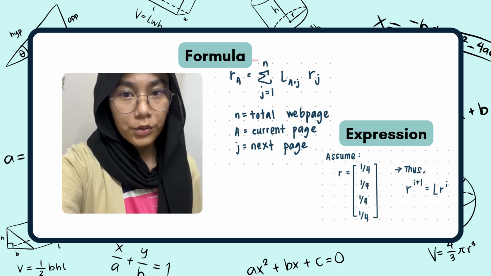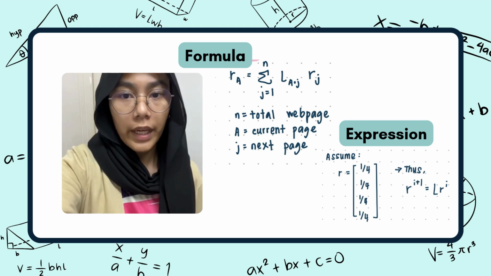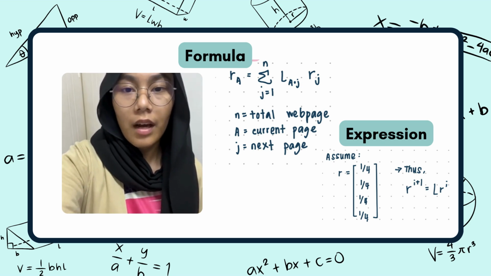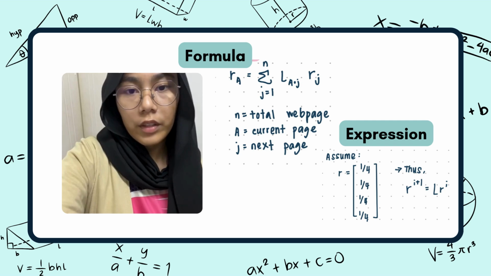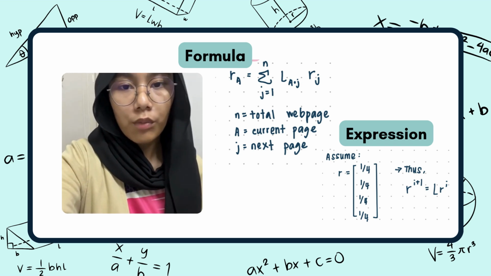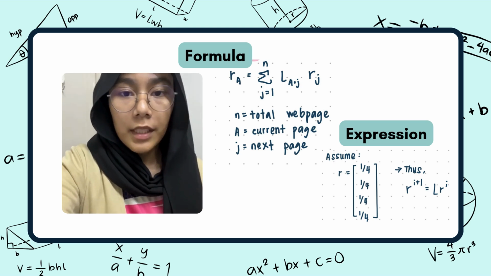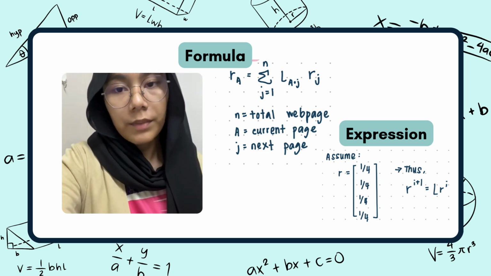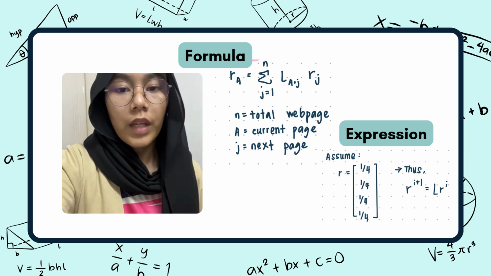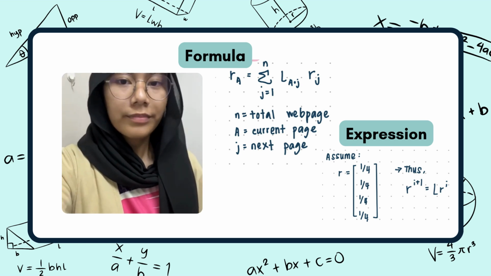Now we are going to use R to store the rank of all pages. To calculate the rank of a page, we're going to use a formula, where N is the total number of web pages, i is the current page, and j is the next page. Thus, R is equal to LR. We can assume that the value of R is normalized. Thus, R to the power of i plus 1 is equal to LR to the power of i. Applying this expression repeatedly means that we are solving this problem iteratively. Each time we do this step and update the value of R, eventually the value will stop changing. So, the value of R is equal to LR.